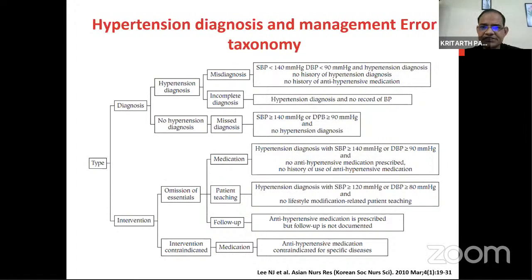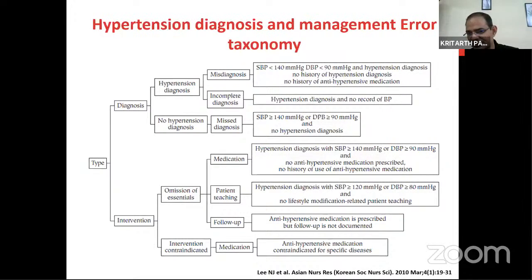This is the taxonomy for hypertension diagnosis and management. There are two types of problems, the diagnosis problem and the treatment problem. First, hypertension misdiagnosis. It means the patient's systolic blood pressure is less than 140 and diastolic blood pressure is less than 90, and a hypertension diagnosis is made, and there is no history of hypertension diagnosis or no history of antihypertensive medication. Another is the incomplete diagnosis: hypertension diagnosis and no record of blood pressure. No record means no previous history, no measuring at regular intervals, or no target organ damage mentioned. So we can rely upon the diagnosis.